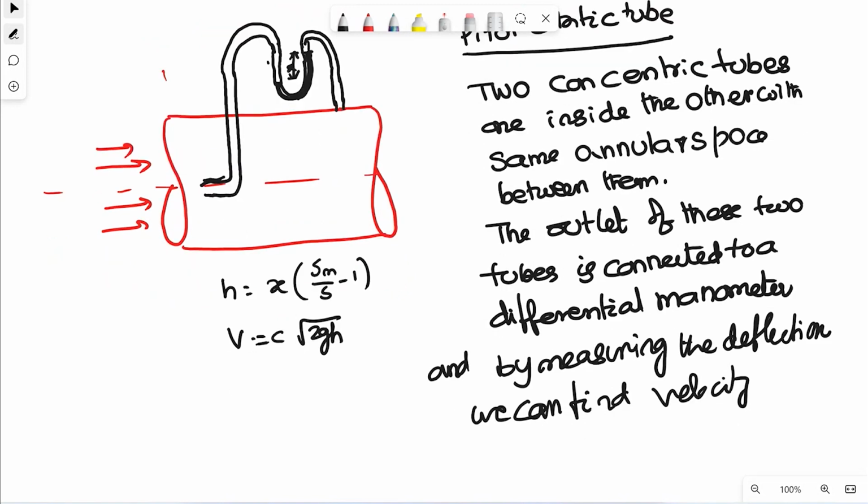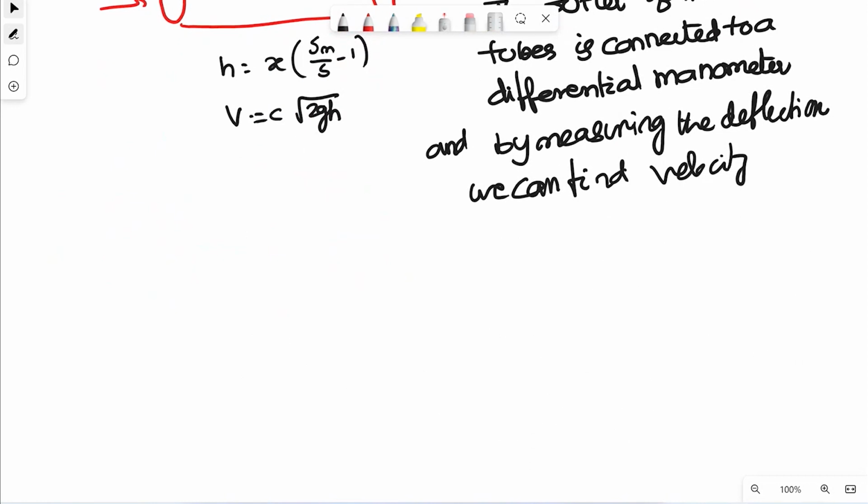So instead of having one pitot tube and one piezometer connected to it, we will be having only one tube. It also appears as if it is a pitot tube. There's nothing else, but the only thing is that there are two concentric tubes. It's not one tube. In the pitot static tube, there will be an outer tube and an inner tube. These two are one inside the other, and there will be an annular space between the two tubes.